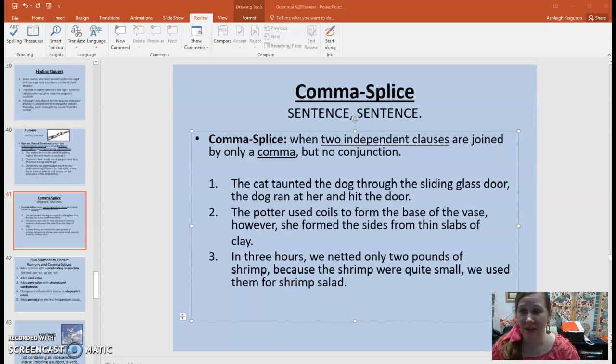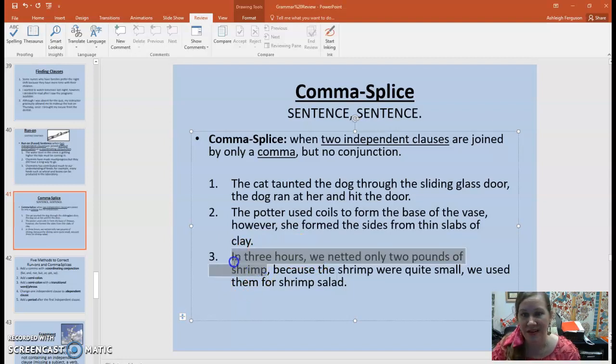And on this second video, we're continuing our discussion of the comma splice. On this third example, you'll notice we have a comma splice. In 3 hours, we knitted only 2 pounds of shrimp. Because the shrimp were quite small, we used them for shrimp salad. Now, this is actually not a compound sentence, it's a compound complex sentence, and you'll understand why.